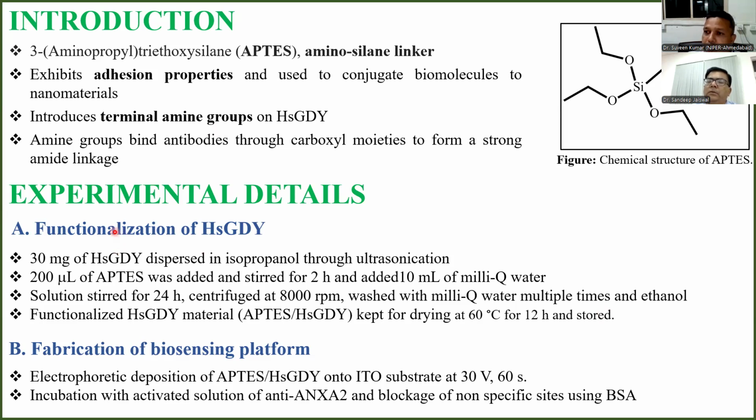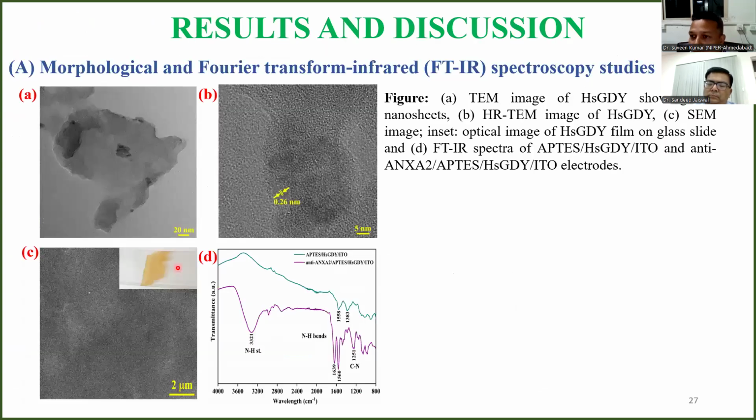Several chemical processes were used to functionalize our hydrogen substrate graphene. We took 30 microgram of hydrogen substrate graphene, and with the help of a chemical process, we successfully functionalized it with the APTS molecule. After this, we used the same process, but with a difference. In the previous one, a higher potential of 50 volt was needed. Here we need only 30 volt to immobilize and get thin films of APTS functionalized hydrogen substrate graphene onto the ITO. This is the morphology of our synthesized hydrogen substrate graphene.